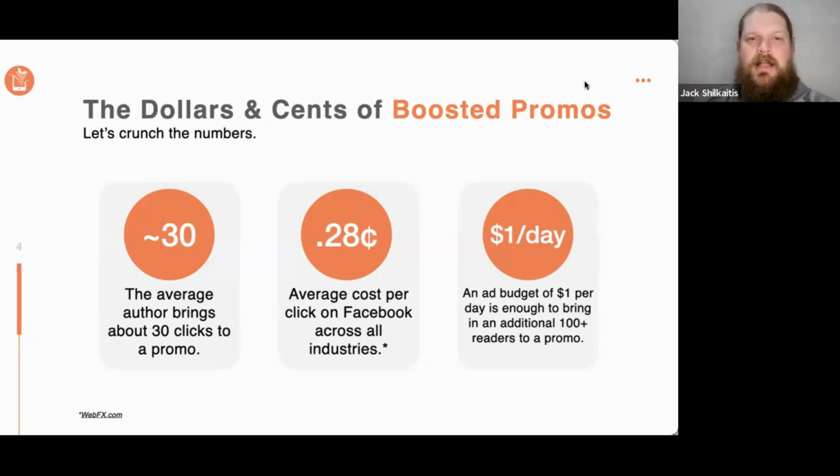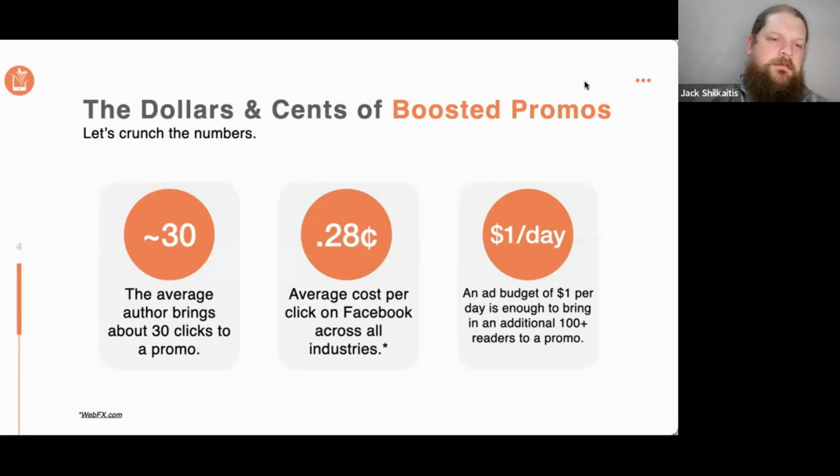In your promo. When we're talking about a promo menu, we'll talk about that a little bit later. But even spending $1 a day, so about $30 over the course of a promo, can bring in some noticeable traffic. Again, approximately 100 readers. But if your cost per click is lower, that could be even more than 100 readers.